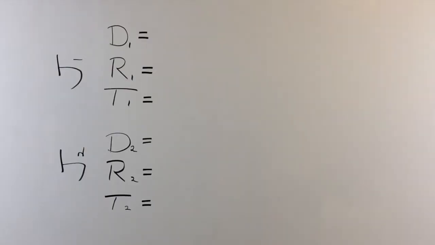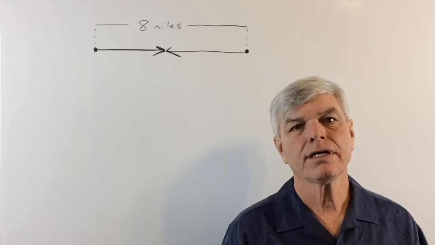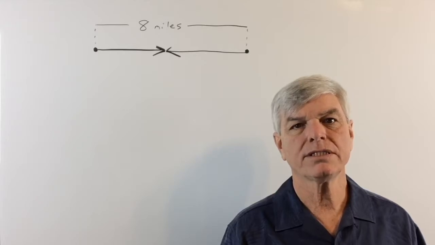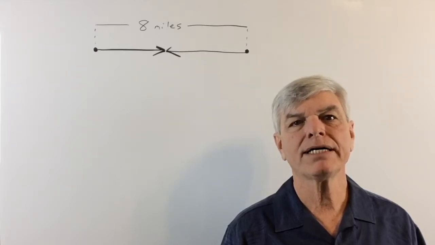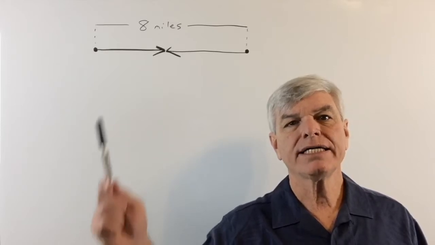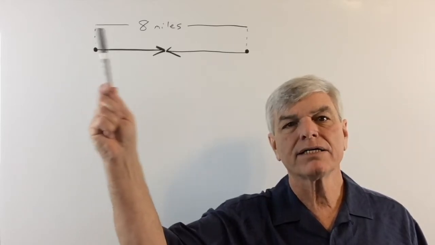So D1, R1, T1 is the first body in motion. And on the side I wrote J1, which is the first jogger. And the second body in motion is D2, R2, T2, and that is the second jogger, so I wrote J2 on the side. Now if you're working with a problem that seems a little confusing, it's always good to draw a little bit of a map. And what I have here is I have a distance of 8 miles.